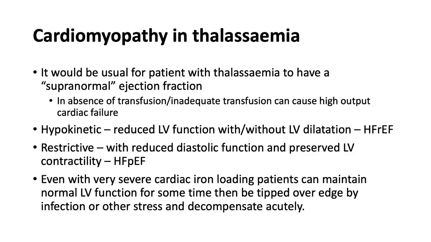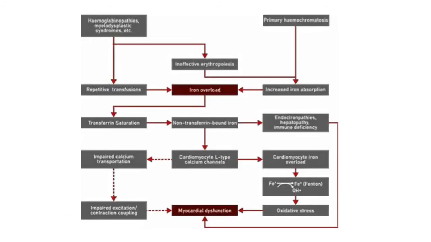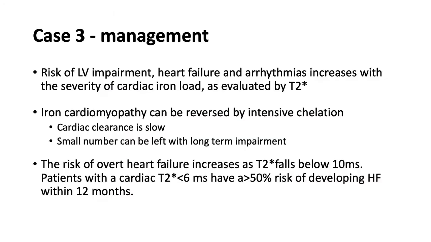As I've also said previously, it takes a long time for you to get reduced cardiac function, even when your cardiac iron levels are very high. And so the tipping over the edge can happen fairly acutely sometimes, and can often be precipitated by another stress such as infection. This diagram is taken from the Thalassemia International Federation guidelines, and details all the different mechanisms by which you can get a myocardial injury in thalassemia.